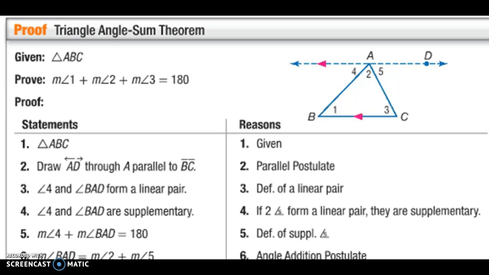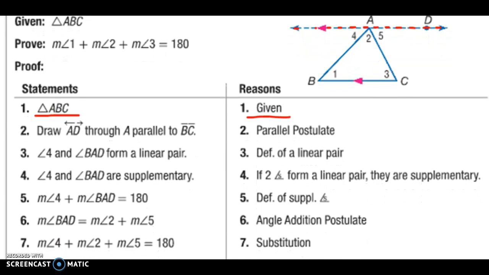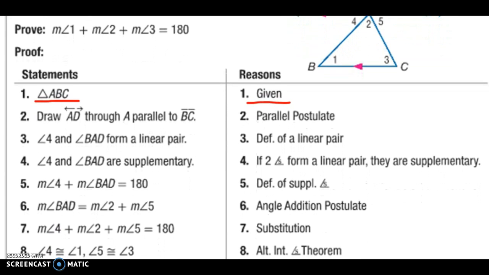So here is the proof. It's actually included in your notes. And you'll see that first we have triangle ABC. That's given. Now, we draw AD through A parallel to BC. So here's our dotted line right here that we've drawn. That's our auxiliary line. And the parallel postulate says that we can do that, making it a parallel line.